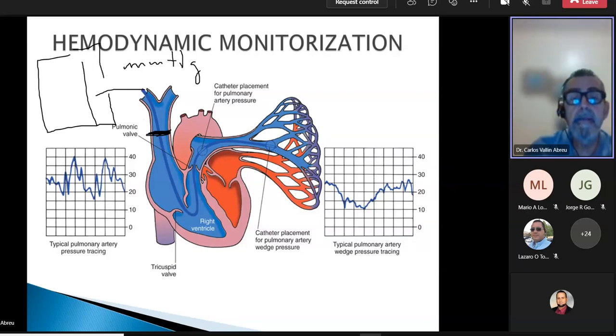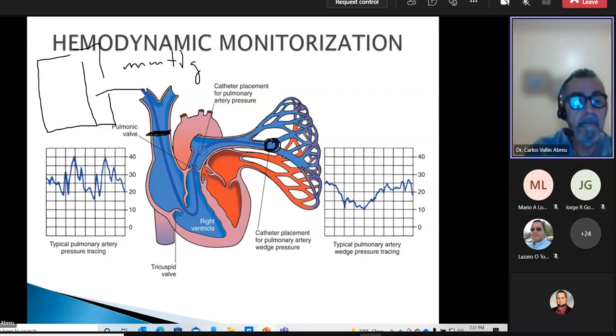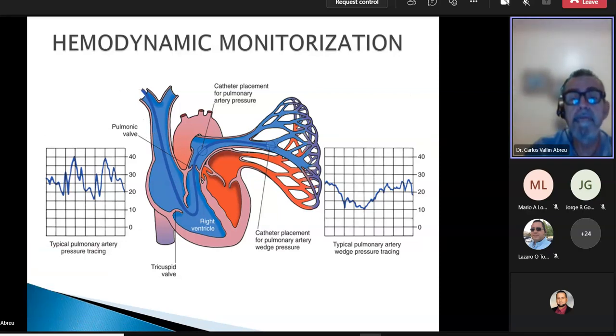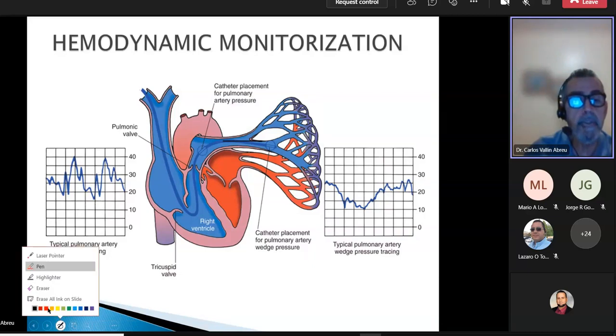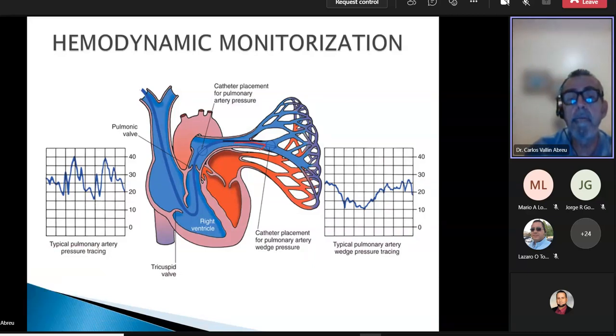So now it is ordered to inflate a balloon. I don't know if you see the balloon here. A balloon is inflated, and when the balloon is inflated, it is making a wedge in the walls of the pulmonary artery to cancel the pressure or the action of the blood that is coming in this direction. So now the tip of the catheter is measuring the pressure here, the pressure of the blood before going to the left heart. So it's measuring the central venous pressure of the left heart.